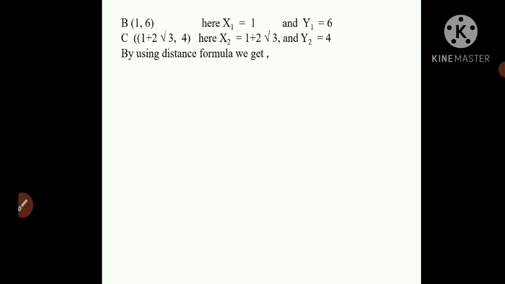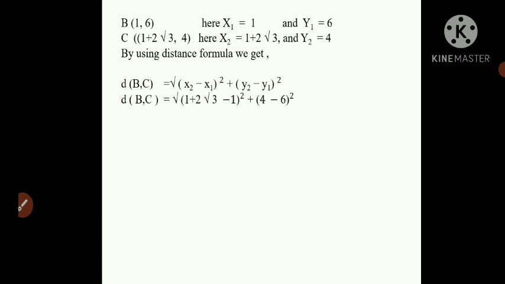By using the distance formula, the distance of BC is the square root of (x2 minus x1) the whole square plus (y2 minus y1) the whole square. So in place of x2 I am writing 1 plus 2 root 3, minus x1 which is 1, the whole square, plus y2 which is 4 minus y1 which is 6. Now we have 1 and 1, and 1 minus 1 gets cancelled. What is left is (2 root 3) the whole square, plus 4 minus 6, which is minus 2, the whole square.